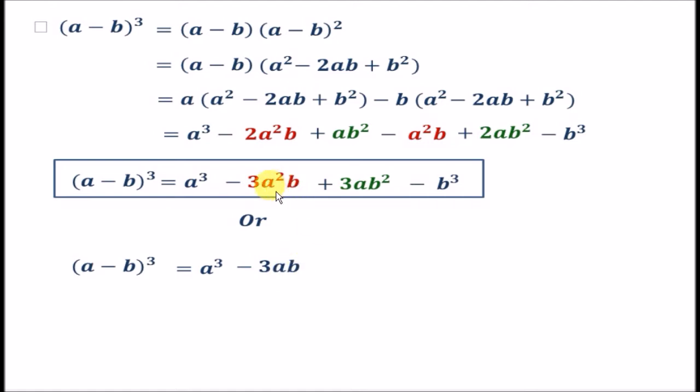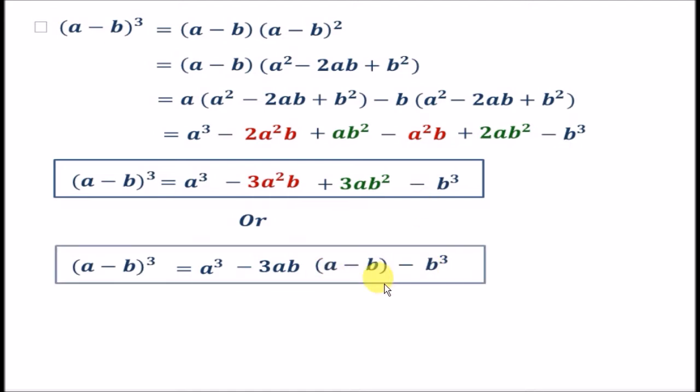Now from the first term, only a will remain. And from the second term, since we have taken the minus sign common, the sign must be opposite. So the sign will be changed to minus and b will remain. So within the brackets, we'll get a minus b and finally minus b cube. So a minus b whole cube can also be expressed as a cube minus 3ab into a minus b minus b cube.